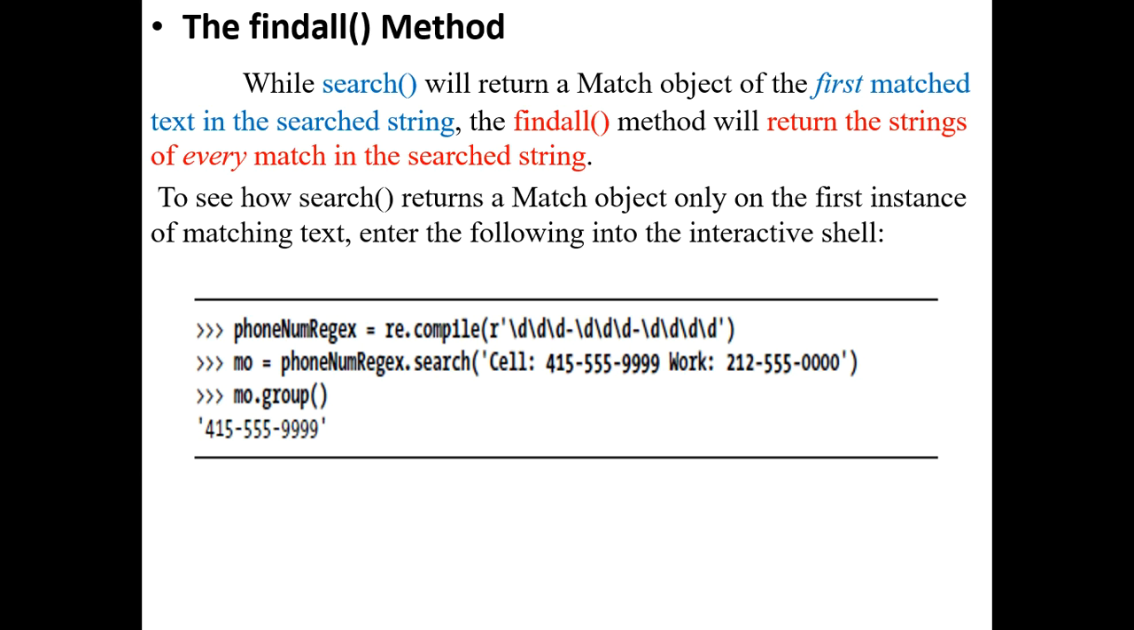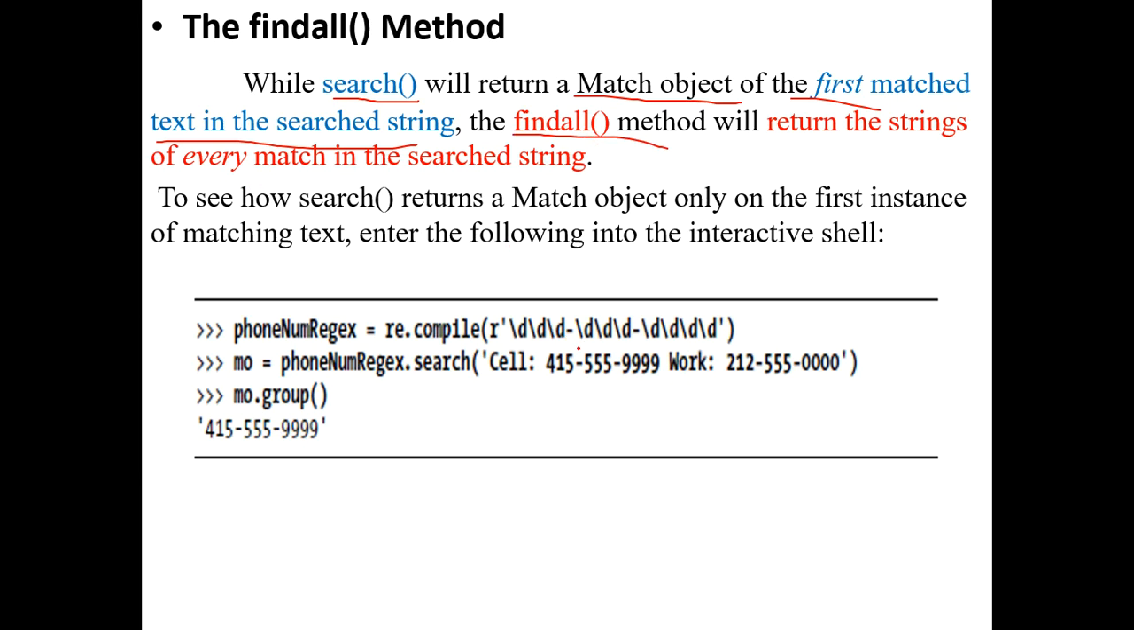Moving to the next concept, the findall method. The search method will return a match object of the first matched text in the searched string. That is the limitation of the search method. It is going to return only the first matched text. It is not going to return the subsequent matches. But the speciality of the findall method is that it is going to return the strings of every match in the searched string.